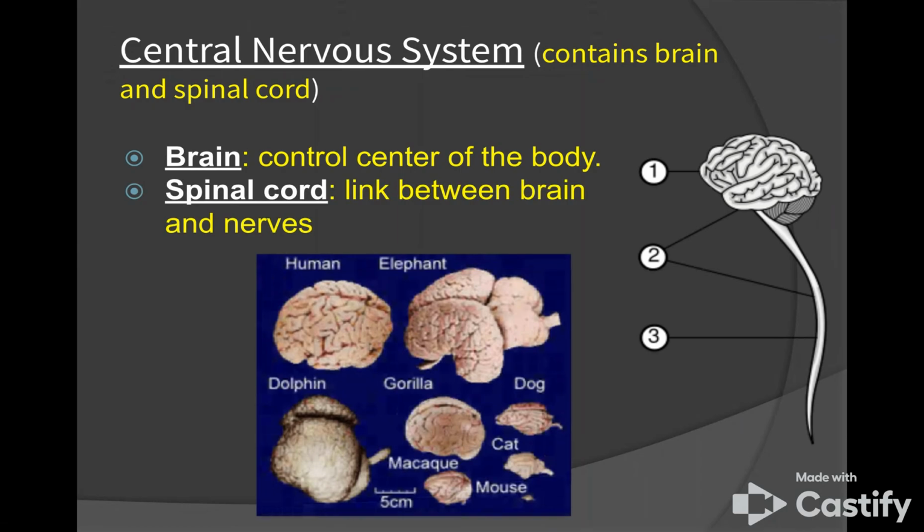Here is a picture of different shapes and sizes of brains of different organisms. You can see how big the human brain is compared to, let's say, a dog or even a little tiny mouse down here. Elephants have multiple lobes in their brains, and they're pretty darn big. The gorilla brain is similar to the human, but smaller. And then look at this cool dolphin. The dolphin brain is almost the same size as the human brain.